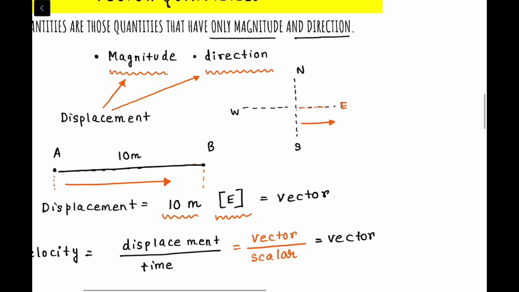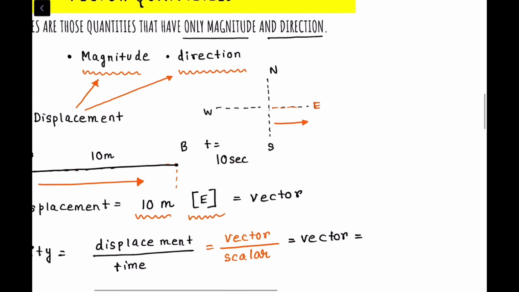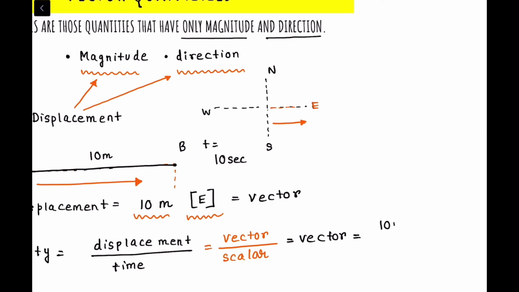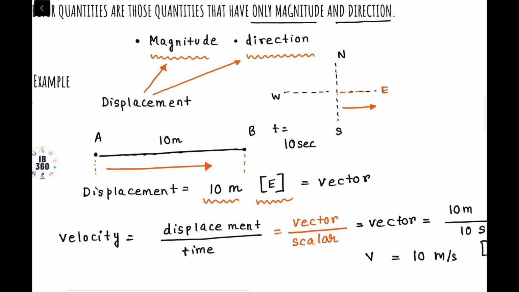How much will be the velocity? Suppose it again travels from A to B in 10 seconds, time equal to 10 seconds. So our velocity will be 10 meters towards the east divided by 10 seconds, which is 10 meters per second towards the east. This will be our velocity v. So we just saw that velocity is also a vector quantity, and displacement is also a vector quantity.